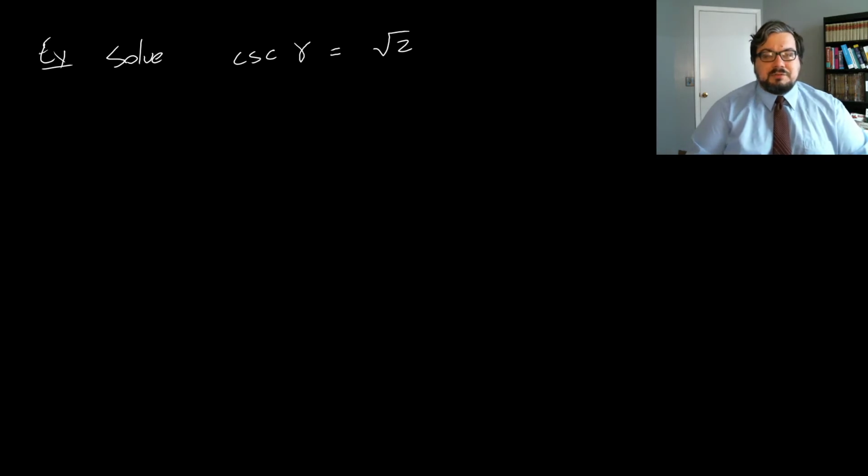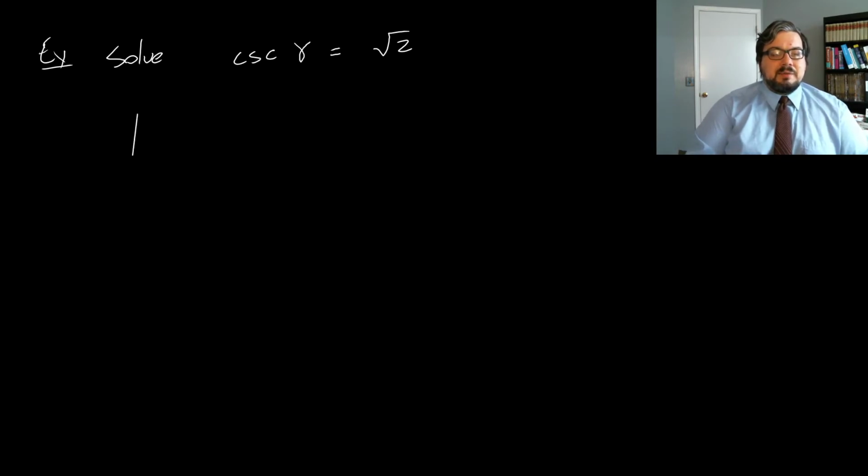Let's try to solve the equation cosecant gamma equals square root of 2. So this is already in a form that we like. We've got a trigonometric function on one side, cosecant, and just a number on the other side, square root of 2.